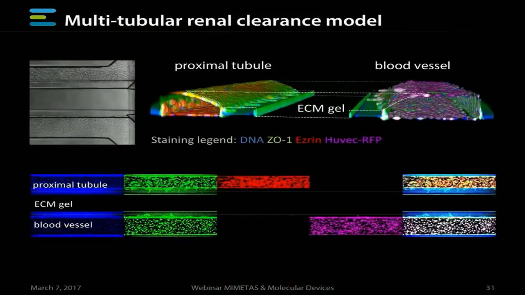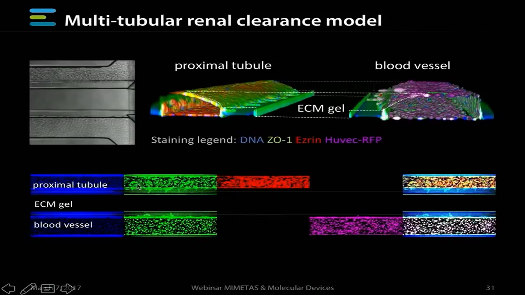This is a co-culture model of two tubules. On the one side we have a blood vessel made of endothelial cells, and on the other side we have a kidney proximal tubule, here made up of our PTEC cells, which are developed by Sigma Aldrich. So this is a proximal tubule cell line. Right here in the middle is the extracellular matrix gel, which is in this case empty.